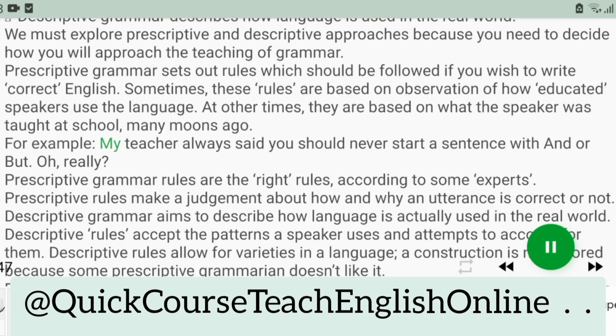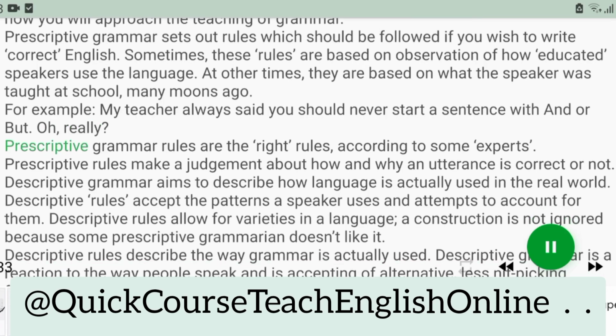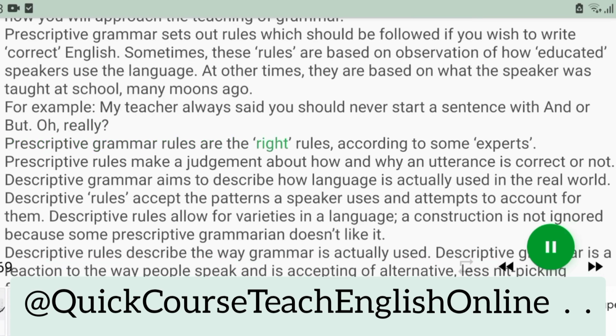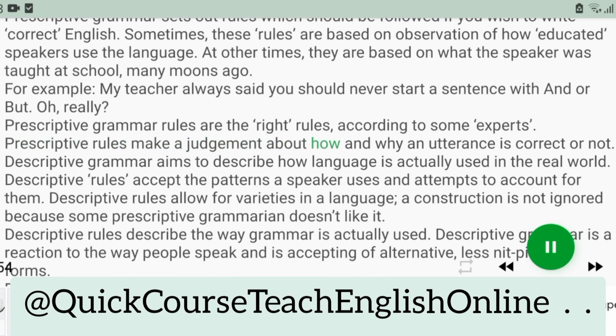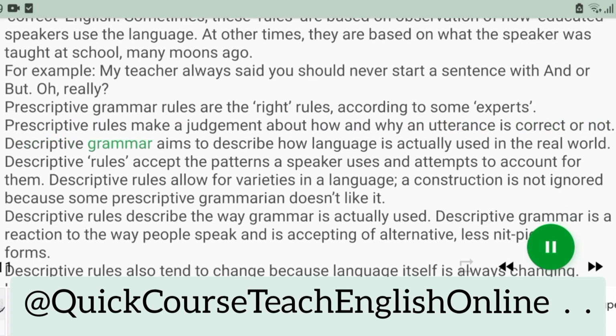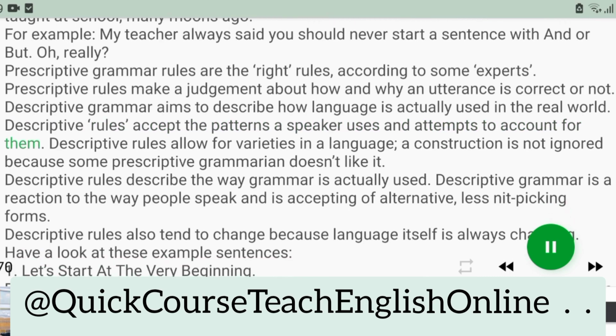For example, my teacher always said you should never start a sentence with and or but. Oh, really? Prescriptive grammar rules are the right rules, according to some experts. Prescriptive rules make a judgment about how and why an utterance is correct or not. Descriptive grammar aims to describe how language is actually used in the real world. Descriptive rules accept the patterns a speaker uses and attempt to account for them.